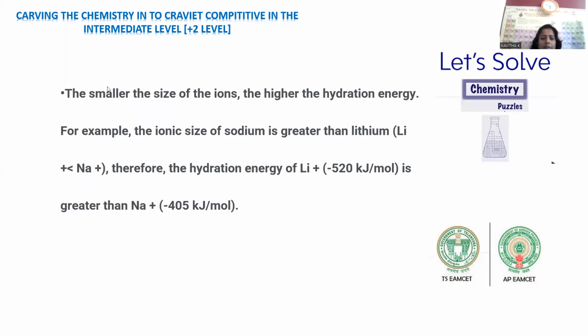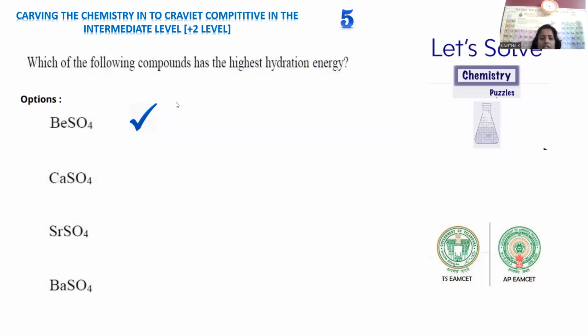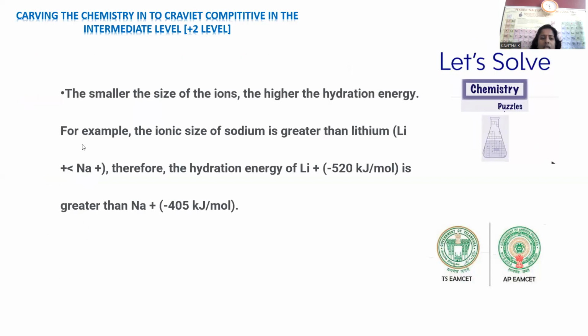Let's see why. The smaller the size of the ions, the higher the hydration energy. For example, consider the ionic size of sodium and lithium. Lithium is the tiniest, sodium is the larger, right? Therefore, the hydration energy of lithium is minus 520, and sodium is minus 405. It's clearly depicted that lithium has larger hydration energy because of its smaller size. Smaller the size, larger the hydration energy. So beryllium sulfate is the correct answer.